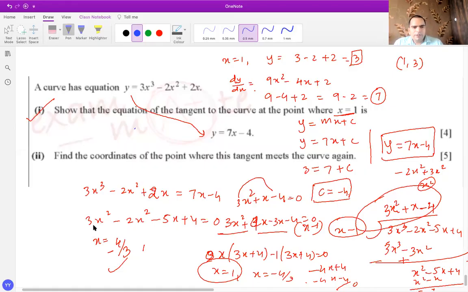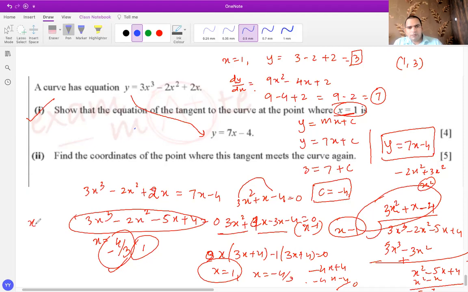So the value of x that you'll get, obviously after solving this cubic equation, is either x is 1 or x is negative 4 by 3 on your calculator. Or if you want to do it with polynomial long division, because you already know that x equals 1 has to be one of the answers, it means that x minus 1 has to be a factor of this polynomial. So if I do long division, you can see that the quotient will be 3x squared plus x minus 4. And if I factor that out, you'll get x is 1 and x is minus 4 by 3 again.